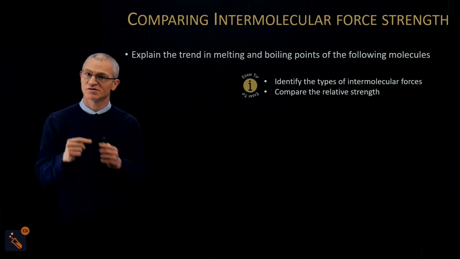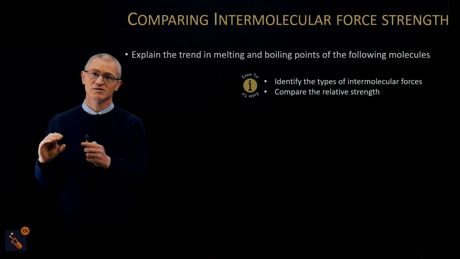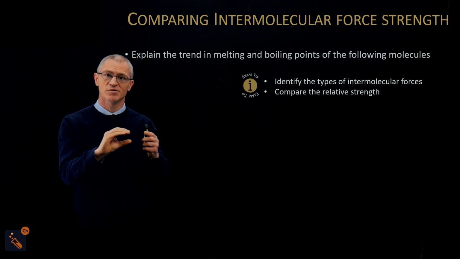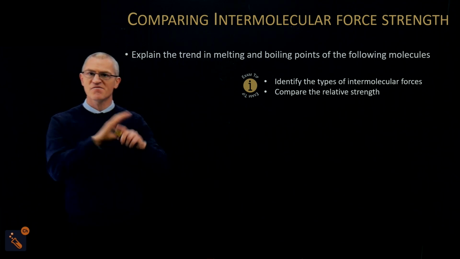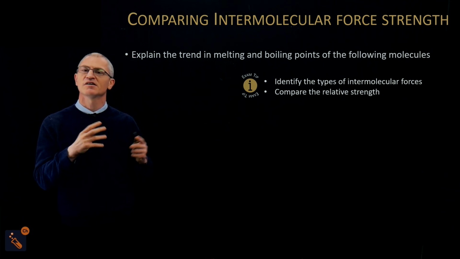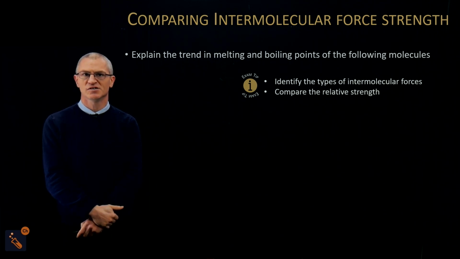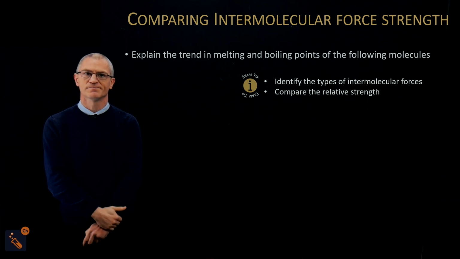Remember, our relative strength with relatively similar molecular masses is going to be London dispersion forces, then permanent, and then we've got hydrogen bonds. Remember, everything has London dispersion forces, everything has the electrons flying all over the place, and you get that unequal distribution of charge. It's just the permanent ones are stronger and the hydrogen bonds are stronger.